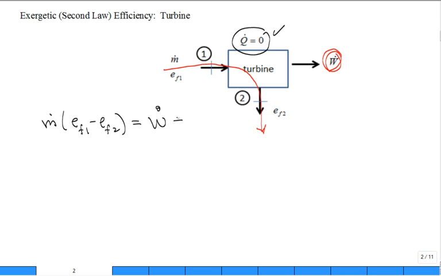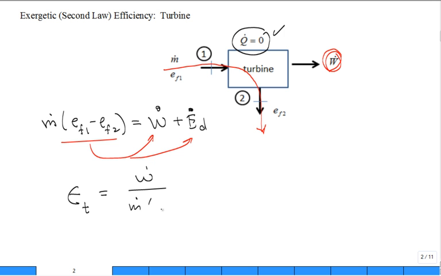And then the other place that it goes is that it's destroyed. And we'd like as much to go here and little to go there. So our efficiency, exergetic or second law efficiency, for the turbine is defined as where do we want it to go, divided by where it came out of.